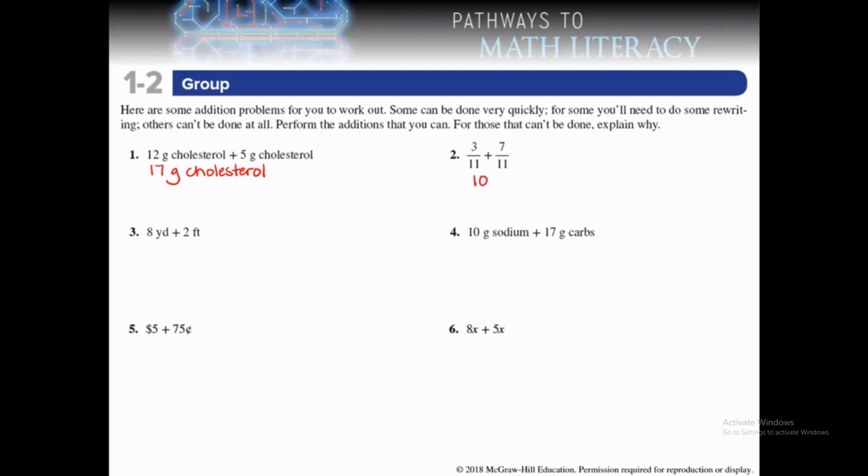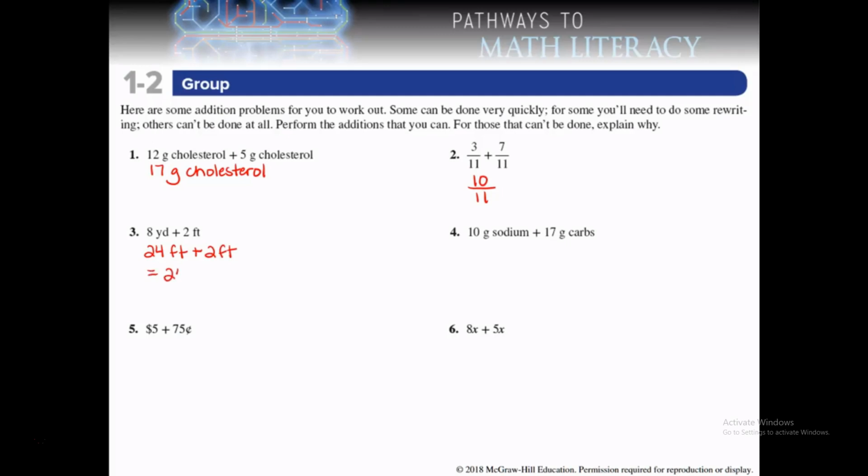In 3, 8 yards plus 2 feet. Well, those are different, so we can't add them the way they are, but we're able to convert those to the same thing. In this case, I'm going to change yards into feet. I know that there are 3 feet in a yard, so 8 yards is actually 24 feet. So what we're really adding here is 24 feet plus 2 feet, and that gives me a total of 26 feet.